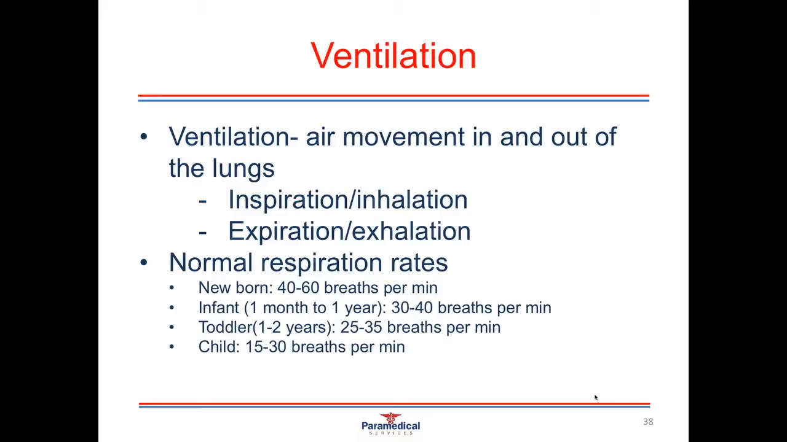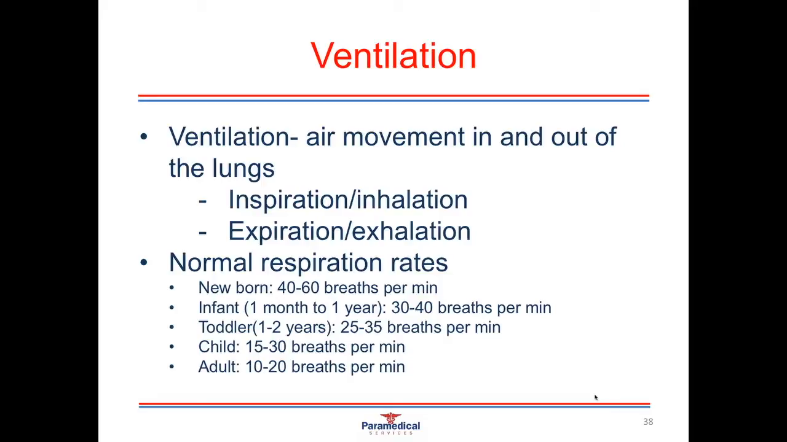The child has a respiratory rate of between 15 to 30 breaths per minute. Now, the child covers off quite a big range of age groups. So that's anywhere from 2 years up until a young adult or teenager. And once somebody is an adult, so above the age of usually 16 years of age, they would have a respiratory rate of approximately 10 to 20 breaths per minute.